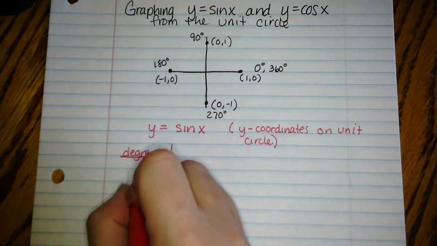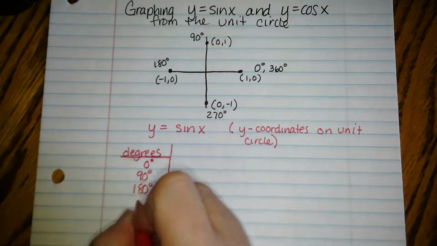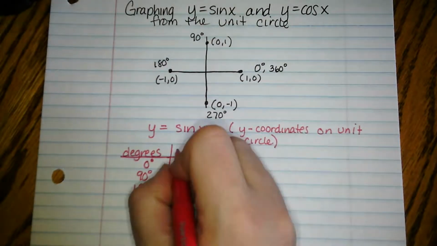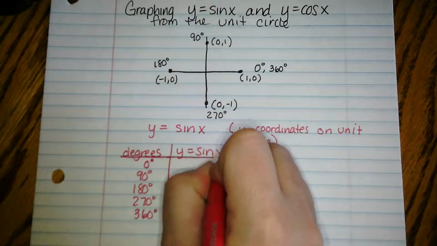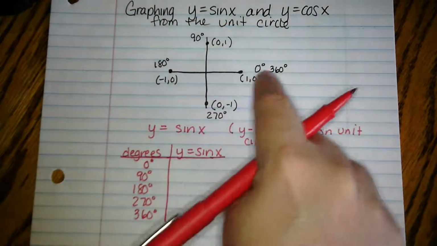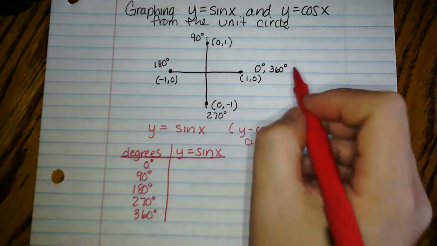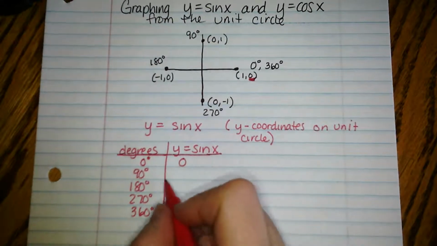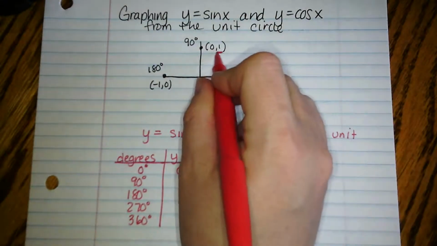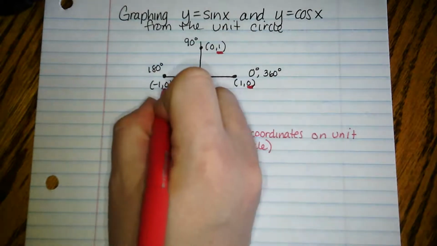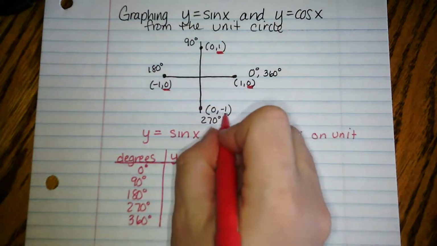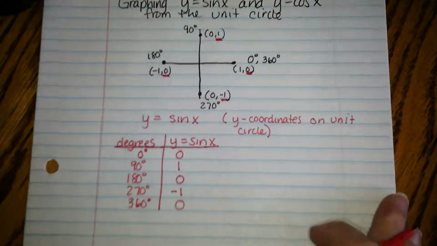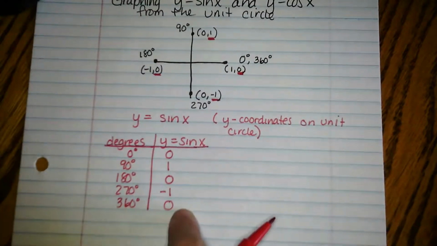0 degrees, 90 degrees, 180, 270, and 360. And next to it, we're going to put our y equals sine x value. So when I do the sine of 0, remember I'm looking at y coordinates. That's going to be 0. And this is a height. At 90, the sine value is 1. At 180, the sine value is 0. At 270, the sine value is negative 1. And at 360, the sine value is back to 0. So this is how we get the values to actually plot.